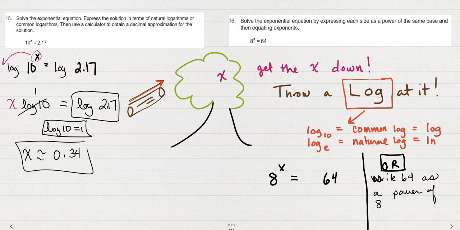Now number 16, do you see that we could write this one using like bases? I could rewrite this 64 as an 8 times 8. So I'm looking for the exponent. 8 to the x equals 8 squared. So x will be 2. I could also have thrown a log at it. I could have done the log of both sides, and I'd get the same answer.